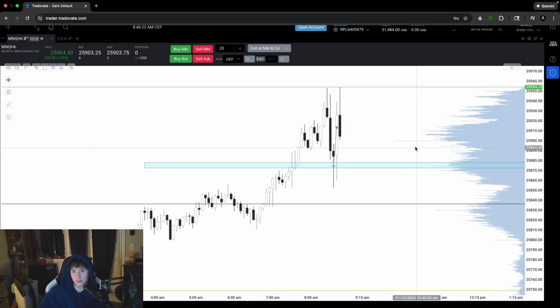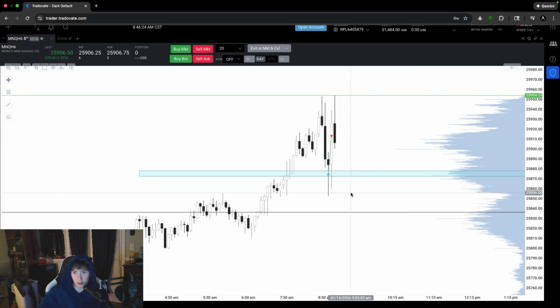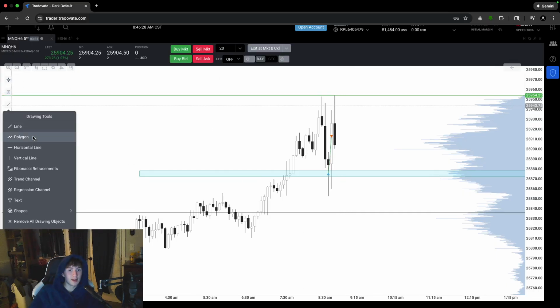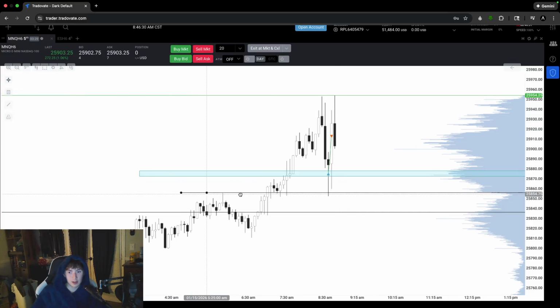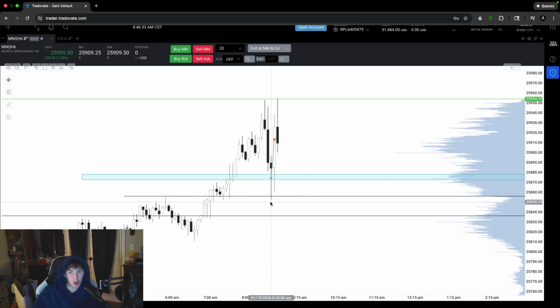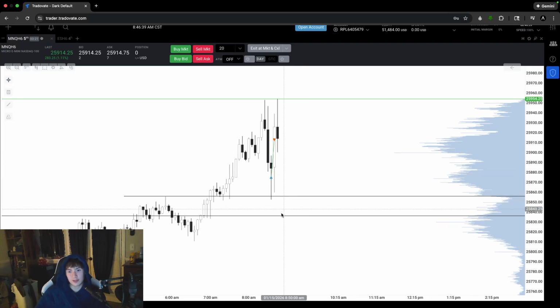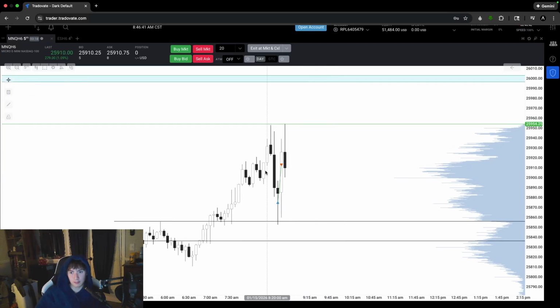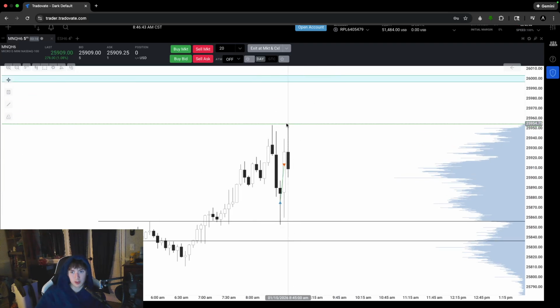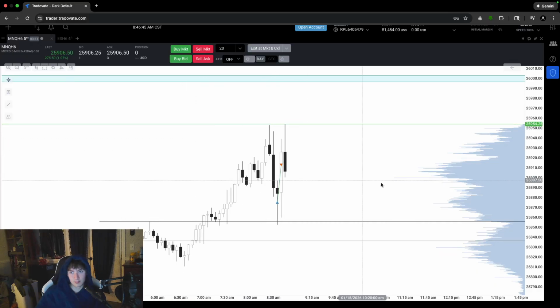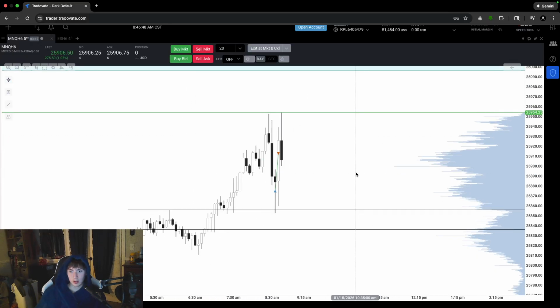Let's see if this holds again. Also, what you really could have entered off of was right here, like this wick. That would have been a perfect entry if you entered on that wick. Whatever you decide to do. We just swept this high though. We'll see where we go.